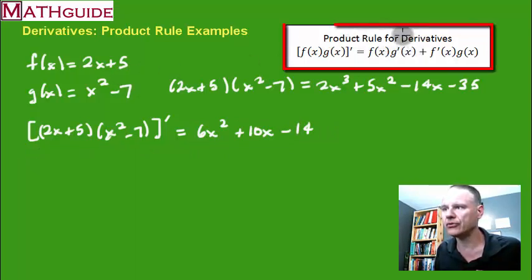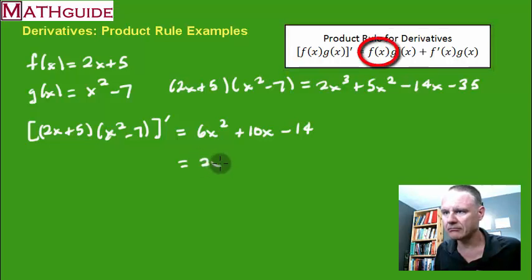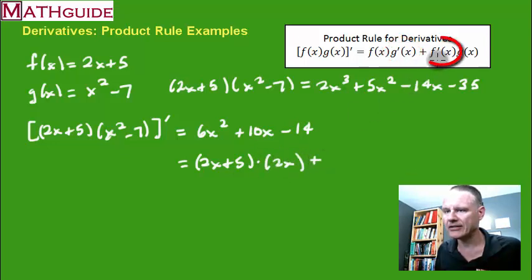Let's actually use this product rule. If I were going to find the derivative with this method, it says I'm supposed to write down f of x. It says I'm supposed to multiply that by g prime. So if I take the derivative of this, I get 2x. Now it says take the derivative of f, which is 2, and multiply it by g of x.